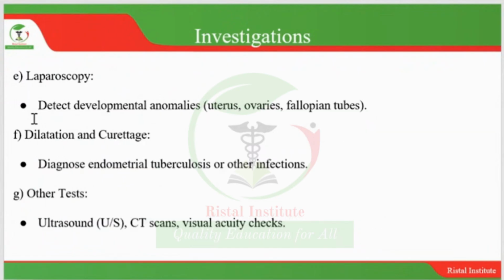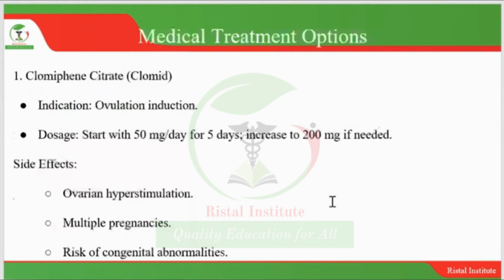Laparoscopy detects developmental anomalies, for example, in the uterus, ovaries, then the fallopian tubes. So the structure of the uterus, ovaries, and the fallopian tube is well known. The laparoscopy is where an instrument is inserted and moved to the tubes to see whether the development of those organs is normal or abnormal. Dilatation and curettage. Diagnose endometrial tuberculosis or other infections. Then other tests can include ultrasound, CT scans, visual acuity checks. These can all be done to rule out the cause.